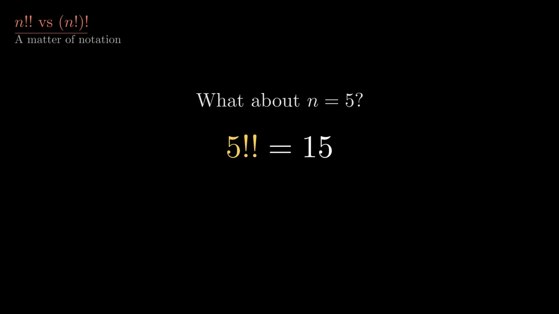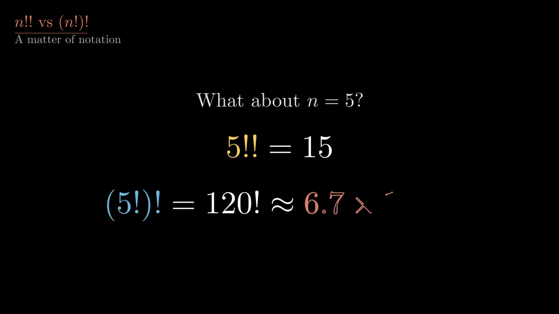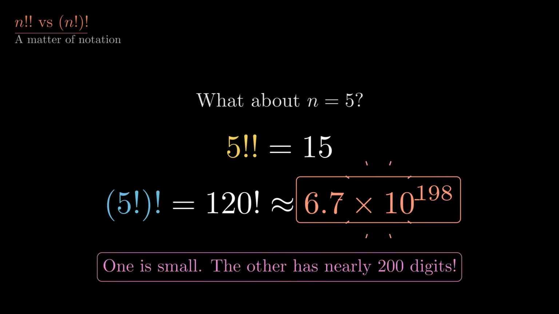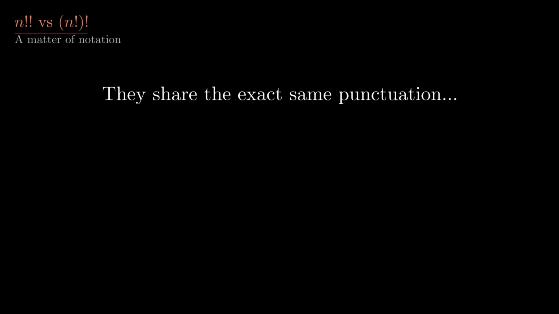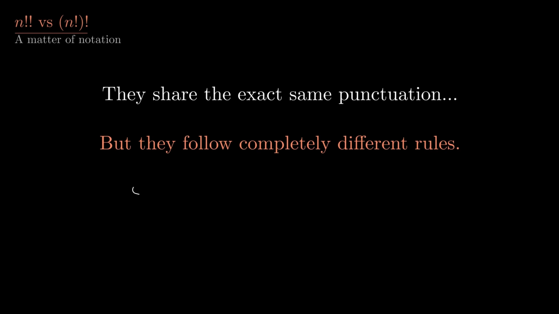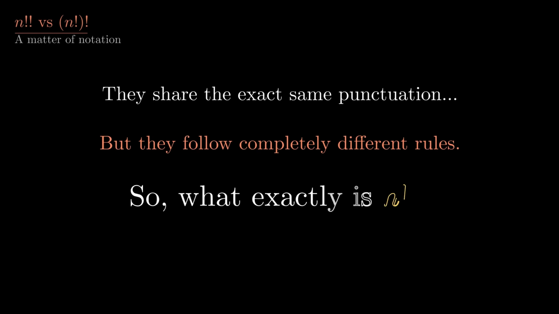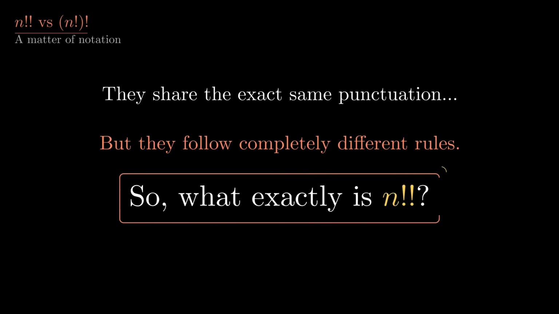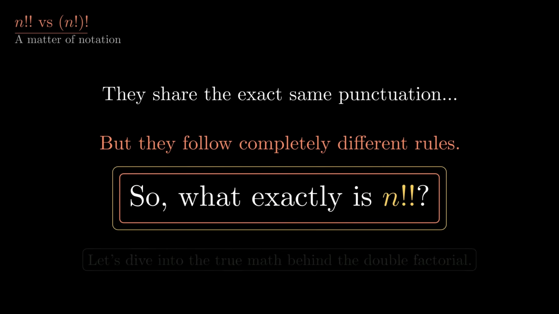5 double factorial is only 15. However, the nested factorial explodes to 120 factorial, a number with nearly 200 digits. Same symbols, but completely different rules. So, what exactly is the logic behind that double exclamation mark? Let's dive into the true math of the double factorial.